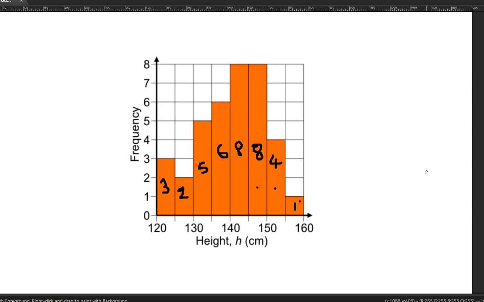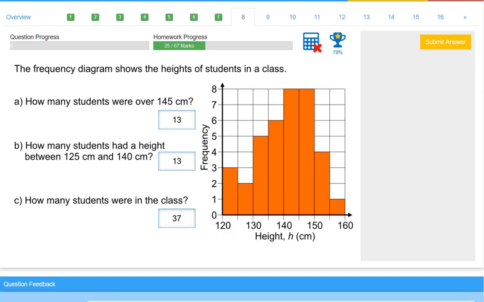Next I'm asked how many between 125 and 140. Well, here's 140, so it's this one and this one. And 125 is here, so it's going to be 2 and 5 and 6, which I get also to be 13. And finally, how many students in total? I add up all of them, 3 and 2 and 5 and 6 and so forth, and I get that to be 37. Let's stick it in MathsWatch. And there we go, making sense of our numbers.